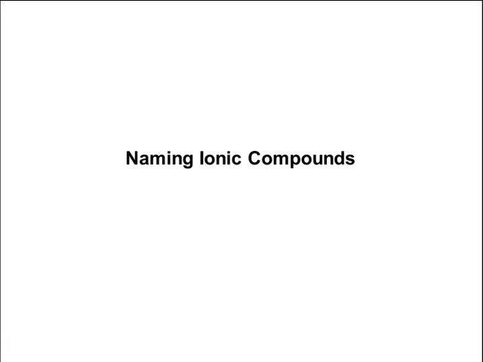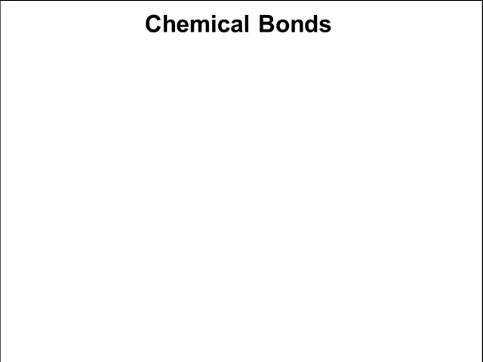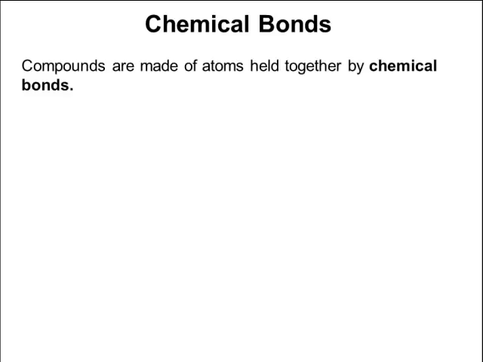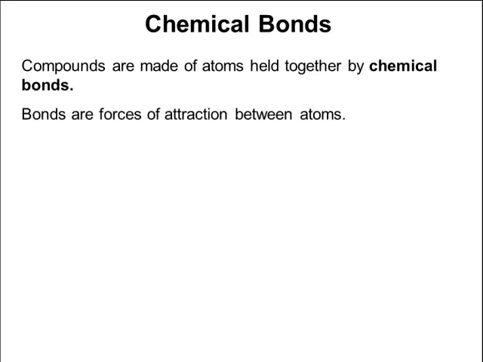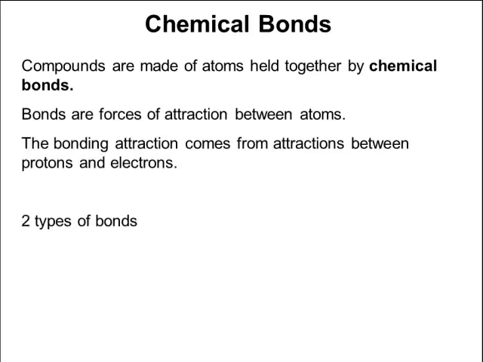So this time around we're going to be looking at naming ionic compounds. Before we get into that, let's just look back over those chemical bonds. I'm not going to go through all these. Remember we talked about these before. But the main thing is we're going to have those two types of bonds: those ionic bonds and those covalent bonds.